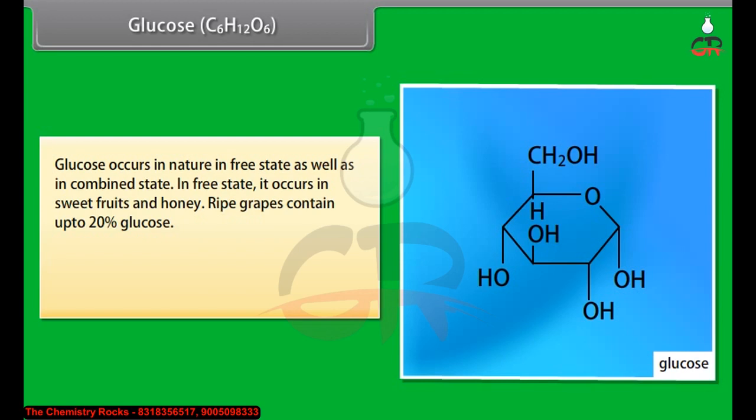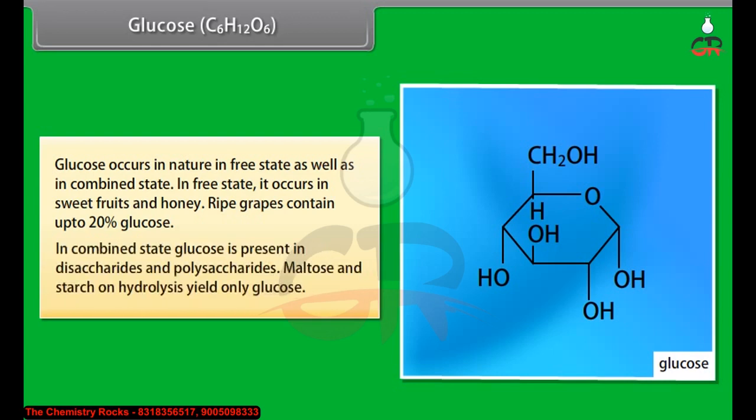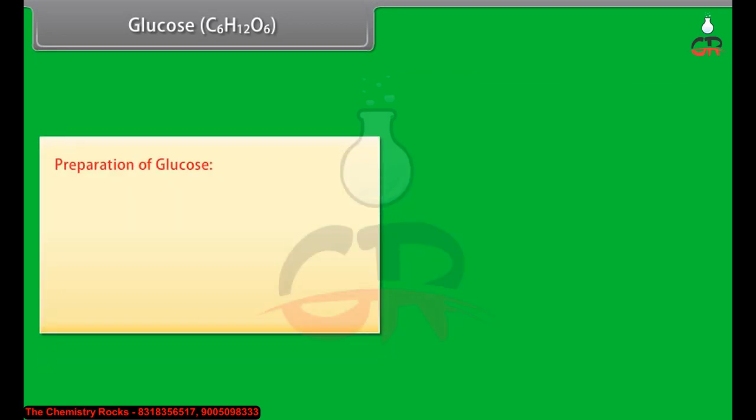Ripe grapes contain up to 20% glucose. In combined state, glucose is present in disaccharides and polysaccharides. Maltose and starch on hydrolysis yield only glucose. The methods of preparation of glucose are the following.